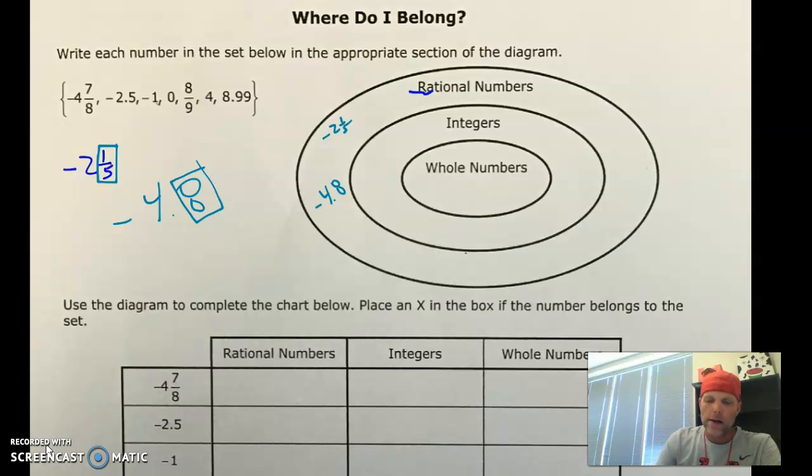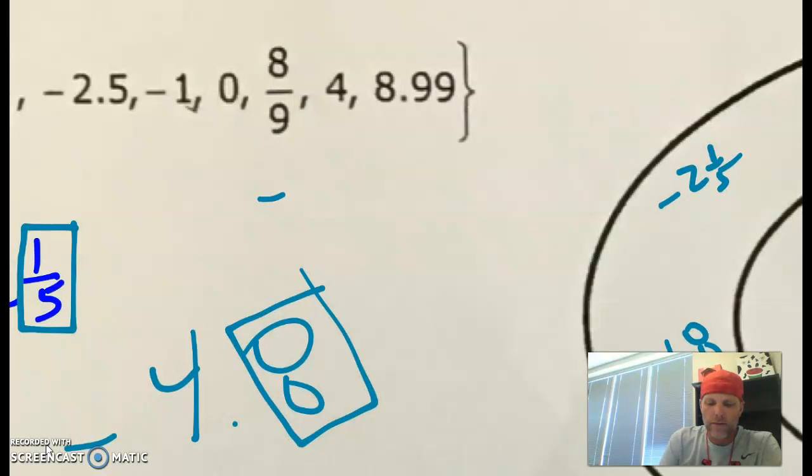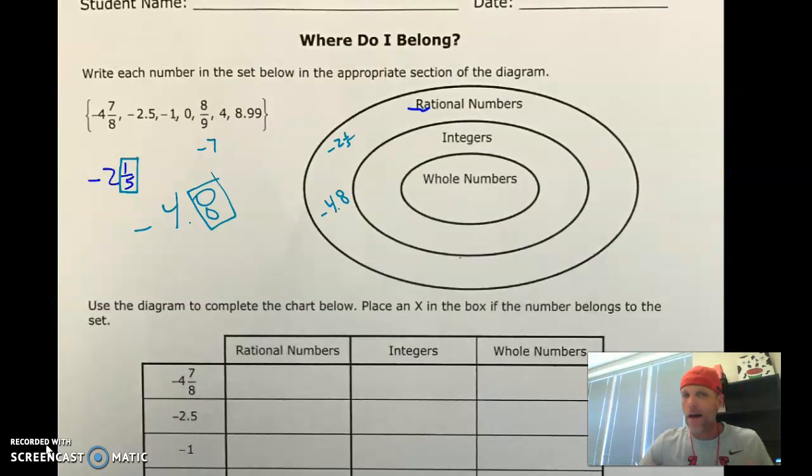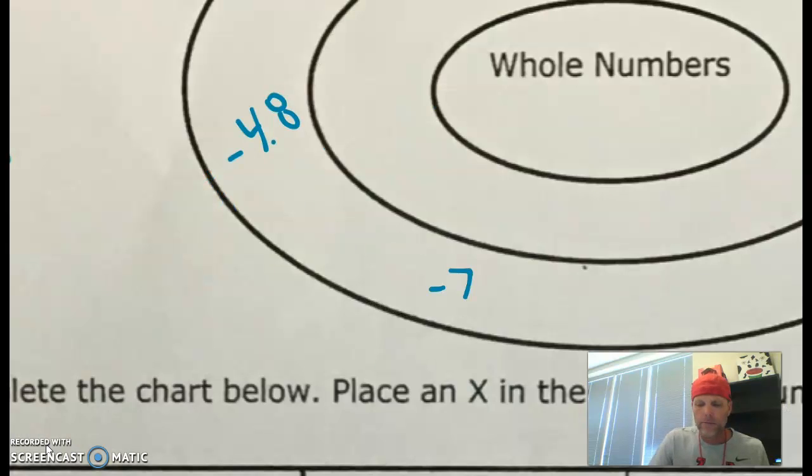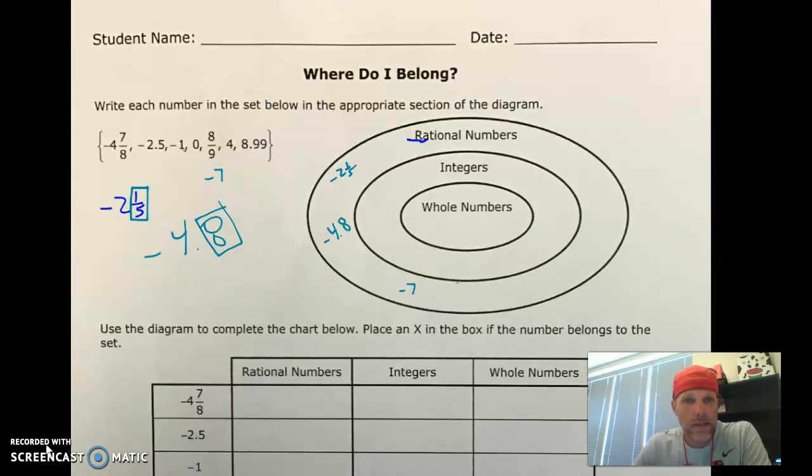Okay? Let's do the number -7. Every number in 7th grade is rational. Okay? So I don't see a remainder. So let's look. Is it possibly an integer? What's the opposite of -7? +7. Well, is +7 a whole number? Yes, it is. Right? And integers are whole numbers and their opposites.